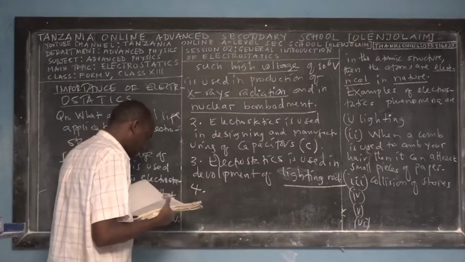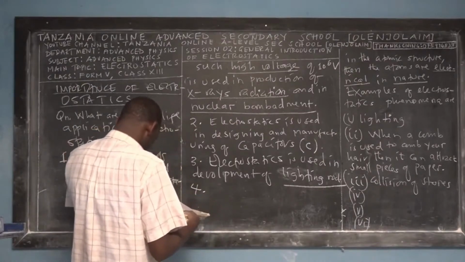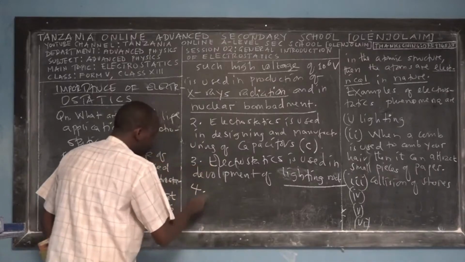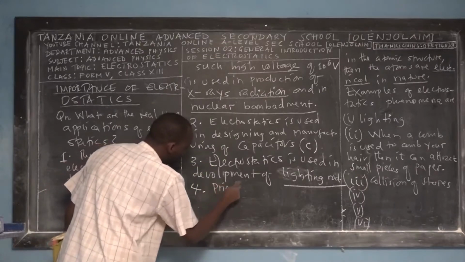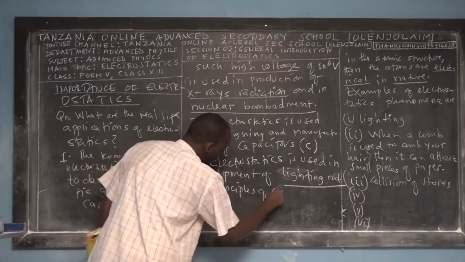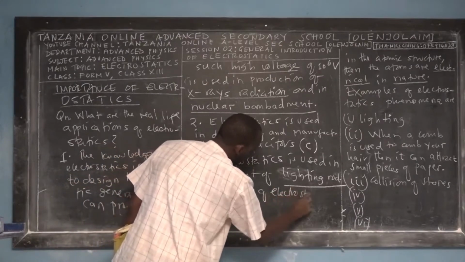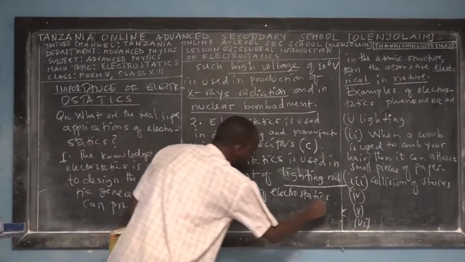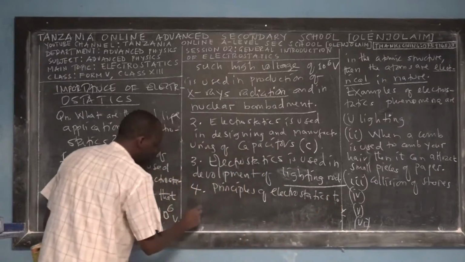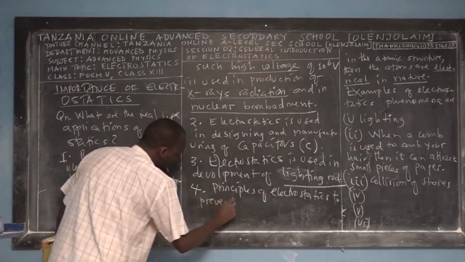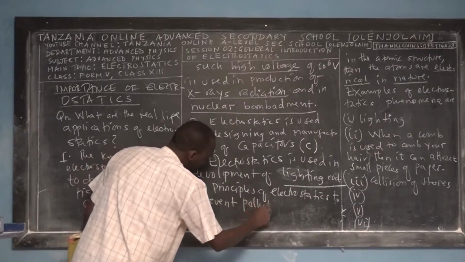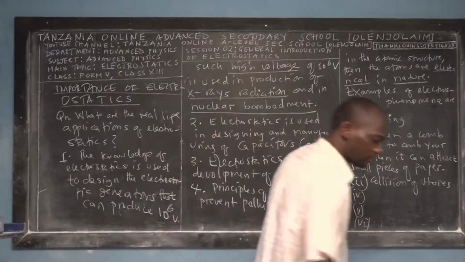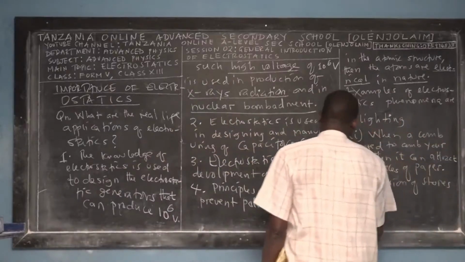Another application: the principles of electrostatics are used to prevent pollution. I give you homework: go and look up the principles used to prevent pollution. We have water pollution, soil pollution, and air pollution.